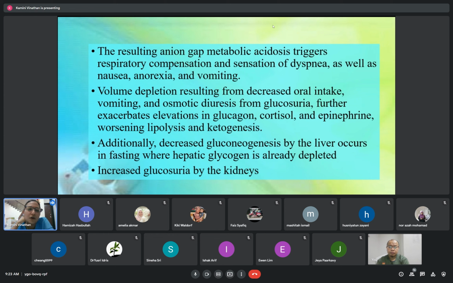Additionally, decreased gluconeogenesis by the liver occurs in fasting, where hepatic glycogen is already depleted, and increased glucosuria by the kidneys also causes euglycemic DKA.